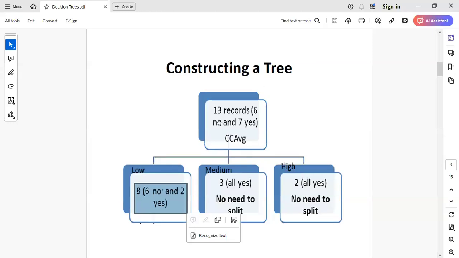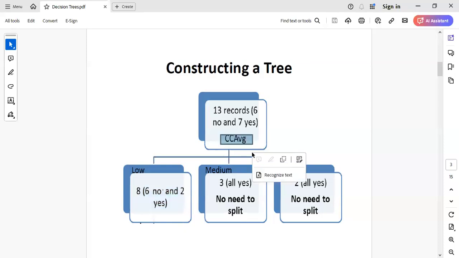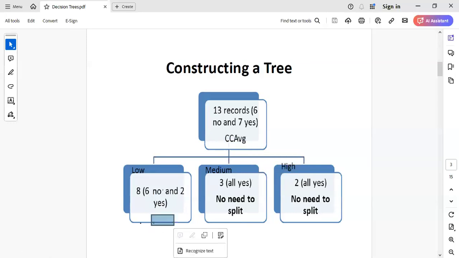So CC average is done. What we are left with is ID, age, income, family. Out of these 4, we will choose one more attribute, or column, and we will proceed with that column. Wherever we have a leaf, we will stop. If it is not a leaf, we will proceed further. That is how a tree is constructed.